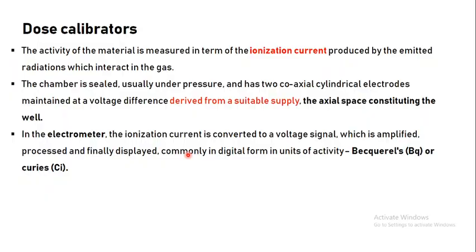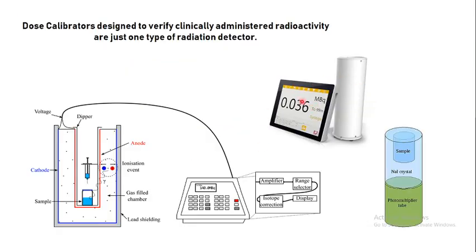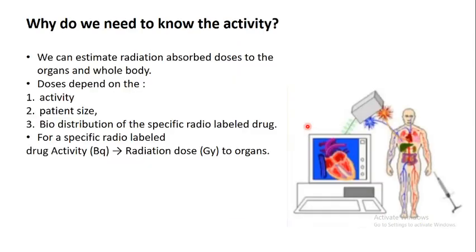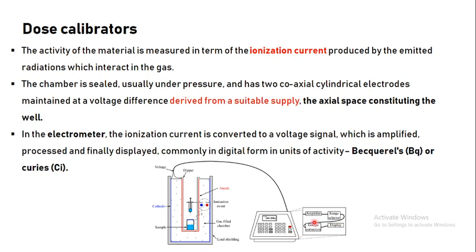As we have seen, it appears in the form of numeric values after proper calculations through amplification, range selector, isotope correction, and display, appearing on this meter in the form of numeric values.